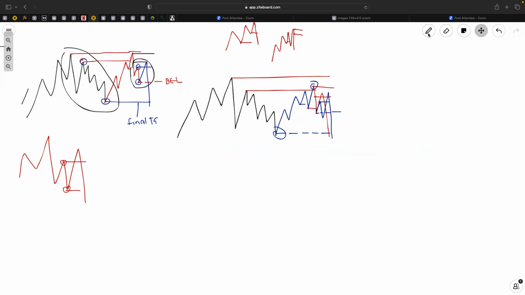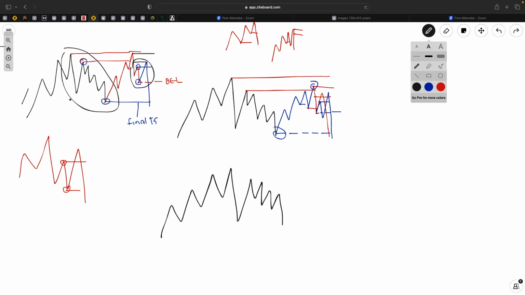Are you guys getting me? The third form is this. High, low, high, low, high, low, high. Break structure, pullback, liquidity. I want to finish this particular pattern example before I go to other examples.